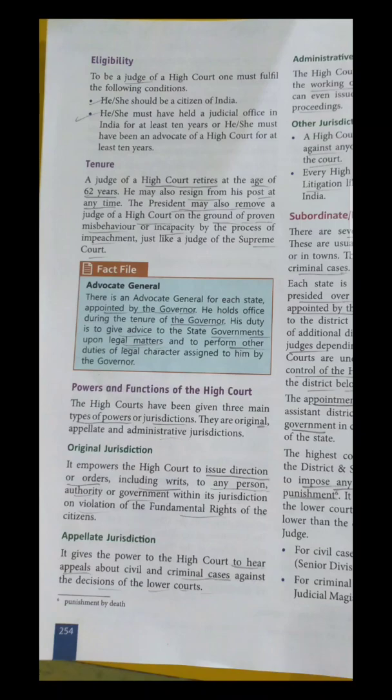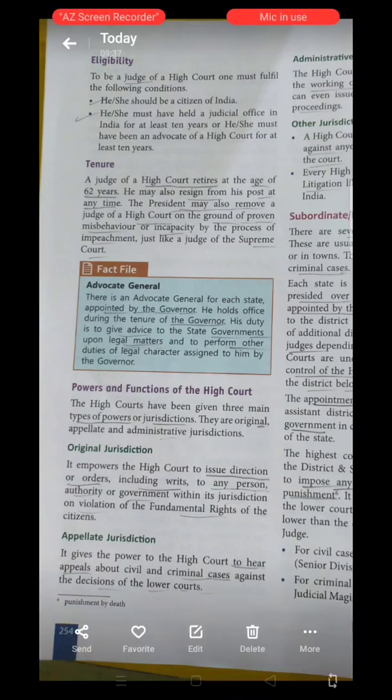Okay, so regarding the time period, a High Court judge retires at the age of 62 years, and a Supreme Court judge retires at the age of 65 years. Don't be confused with both of them. A High Court judge retires at the age of 62 years, and a Supreme Court judge retires at the age of 65 years.